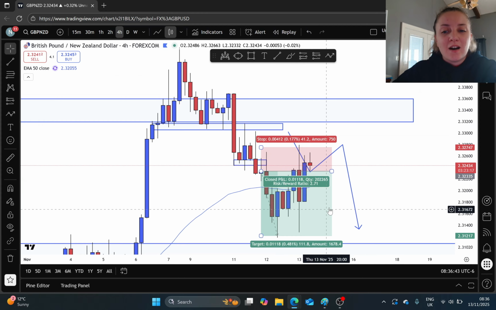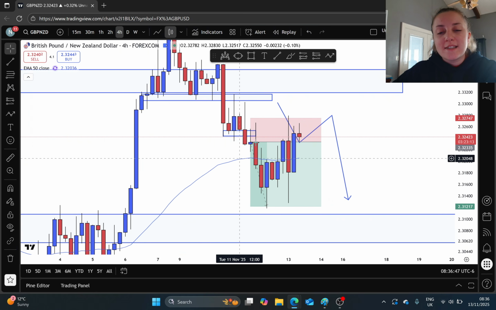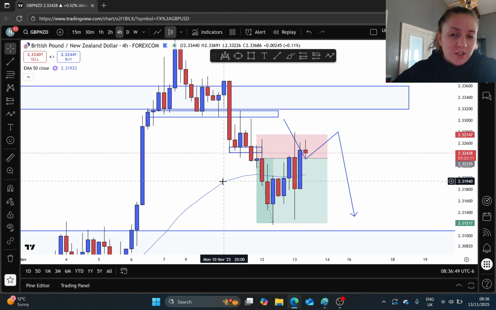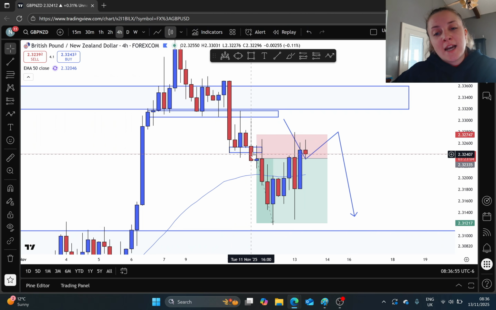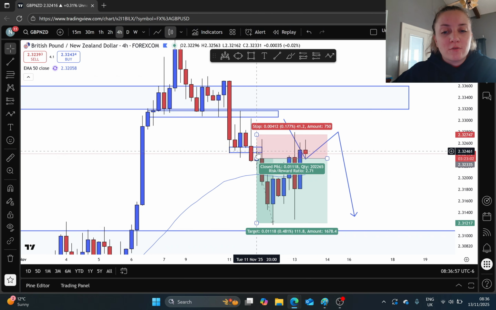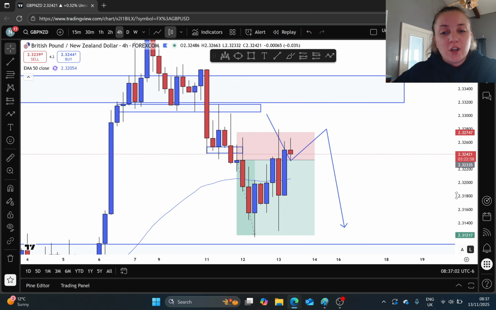That's the reason I ended up entering here rather than above here, because I want to see an actual confirmation that price is ready to go down. We essentially got two break and retests, right? We got the original break retest, price went down, and then we kind of got a little bit of a retest, rejection candle, and then ready to go down, right?